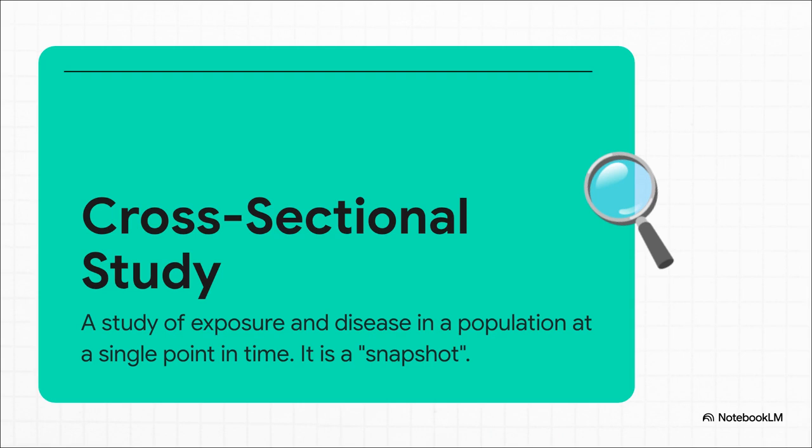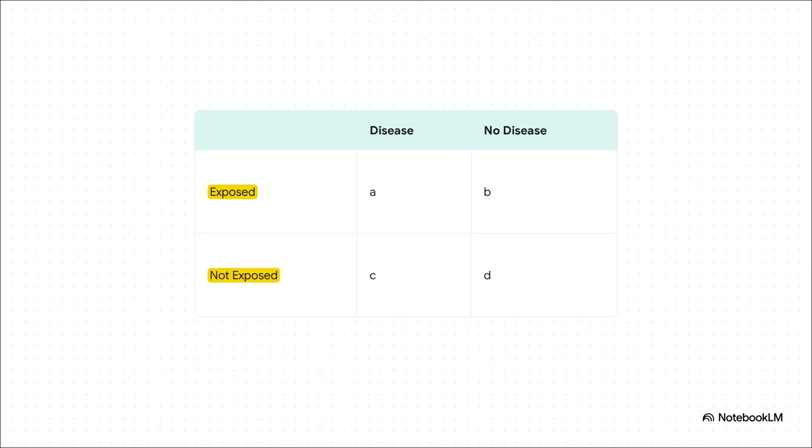Researchers go into a population and at the very same time, they measure two things: who's been exposed to something and who has a particular disease. And this is basically how they organize that photo they just took. The data gets sorted into this simple little grid. You've got people who were exposed and have the disease, people who were exposed but don't, and so on. Since everything's captured at once, it gives them a really clear picture of what's happening right now.